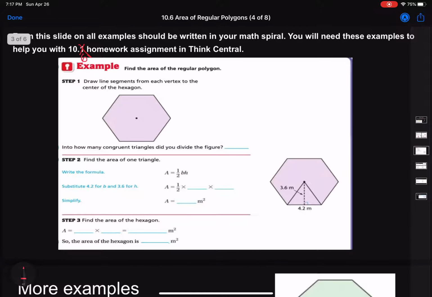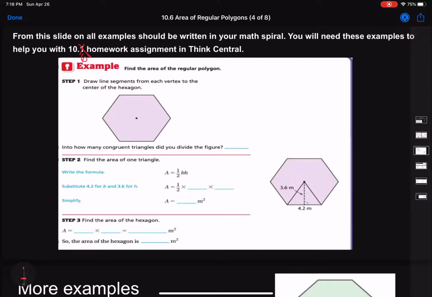Next problem. You'll notice here I have a little typo I need to fix. It says you will need this. From here on, you really need to be putting some notes in your spiral so that you can do the homework in Think Central. It's 10.6. You will need all of these examples to help you with the 10.6 homework assignment in Think Central. First thing we're going to do, step 1.